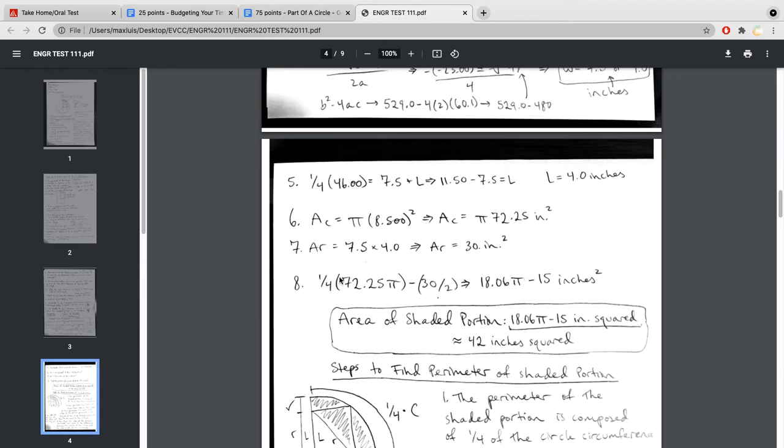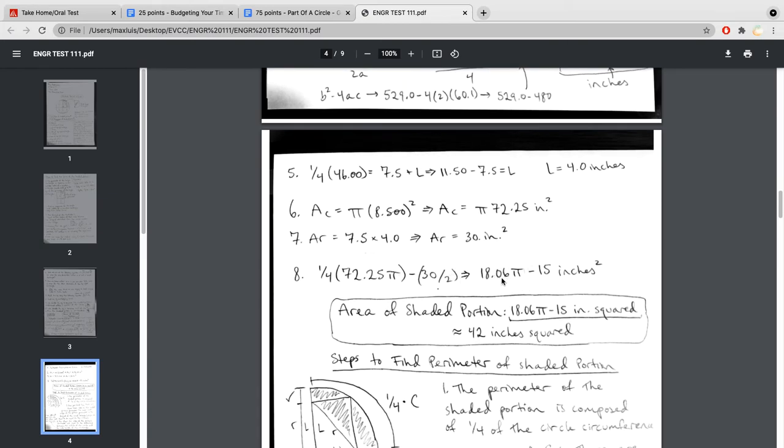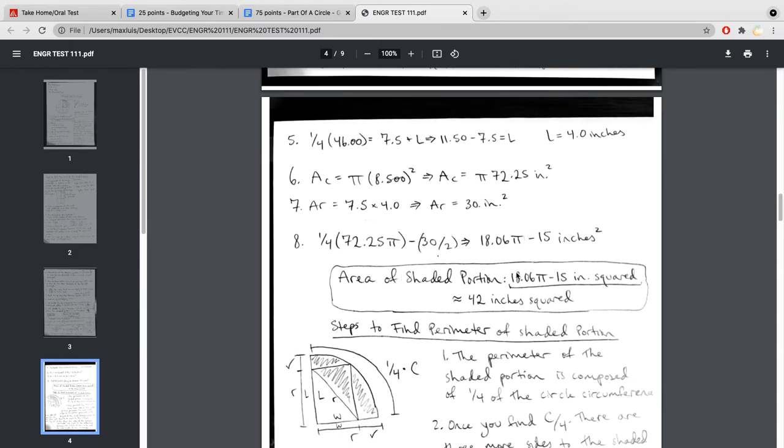So we have 1/4 area of the circle, which is 72.25 pi inches squared, minus the area of the rectangle divided by 2. In the equation up there, it was 1/2 times the area of the rectangle, but I just did the rectangle divided by 2, which is the same thing. And we get 18.06 pi minus 15 inches squared. So the area of the shaded portion within the circle is 18.06 pi minus 15 inches squared.